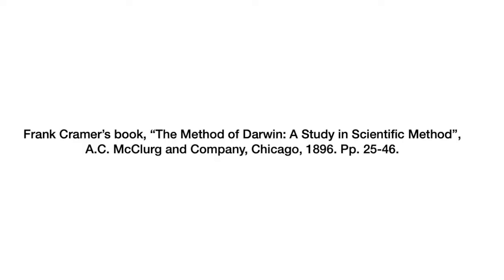The following are excerpts from Frank Kramer's book, The Method of Darwin, a study in the scientific method, published by A.C. McClurg and Company in Chicago in 1896. These are excerpts from pages 25 through 46.